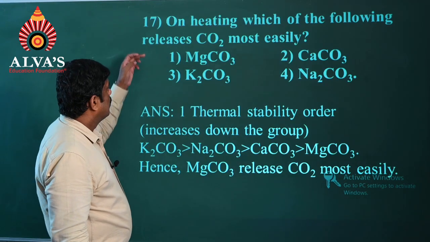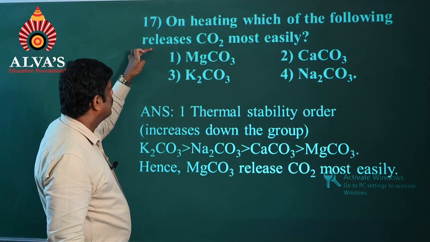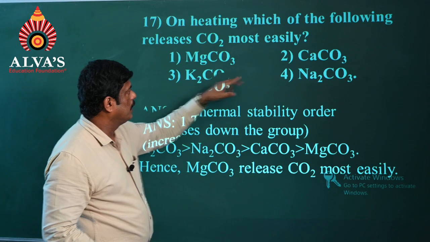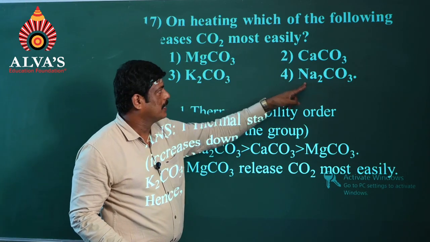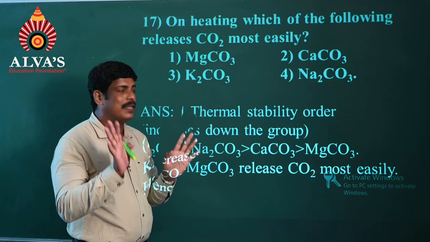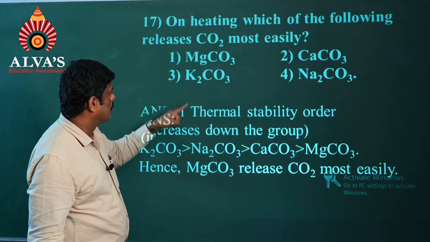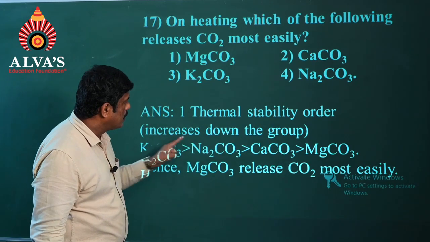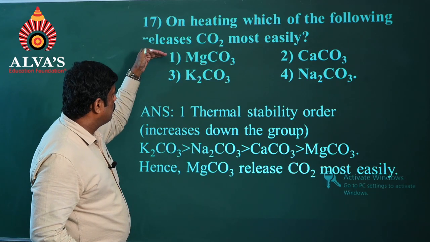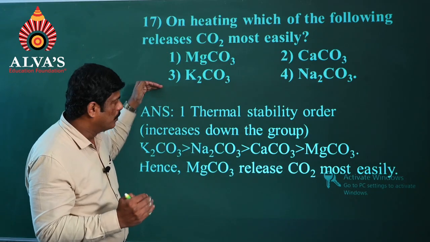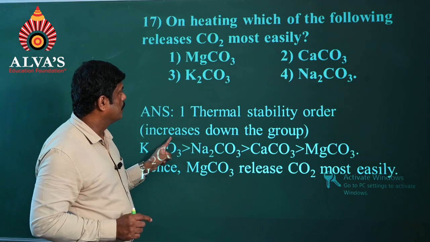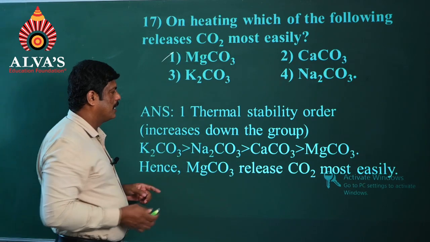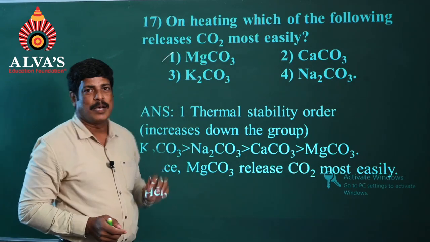Question number 17. On heating, which of the following releases CO2 most easily? Means MgCO3, K2CO3, CaCO3, Na2CO3. Among these, which one is the least stable on heating? That is the thing we have to look at. When you look at these options, thermal stability increases down the group. Means from magnesium, calcium, when you go down the group, the thermal stability of the carbonates increases. Means the least stable one is magnesium carbonate, hence it gives out carbon dioxide very easily. Hence the option is the first option.